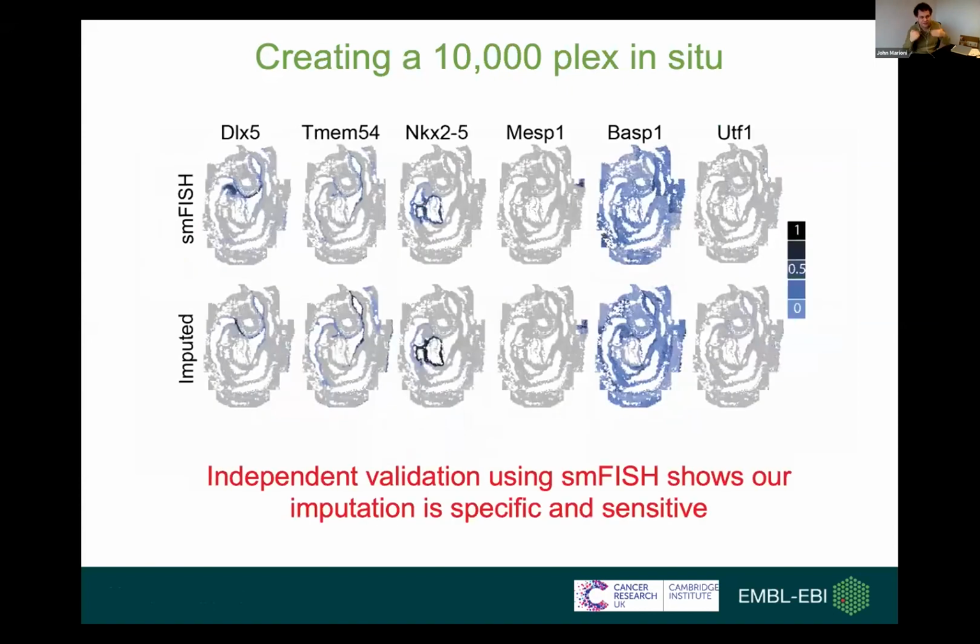And what I'm showing here is a validation of this imputation strategy. So this is now 6 genes that we did not profile using seqFISH, but we did profile using classical single molecule RNA FISH. And at the bottom here is their imputed expression profile. And at the top is the independent orthogonal validation. And you can see that both for specific genes, as well as broadly expressed genes and negative controls, we seem to be doing a pretty good job. And this suggests that our imputation strategy is both specific and sensitive, and that allows you now in space to probe the expression of up to 10,000 genes within their very precise spatial context.